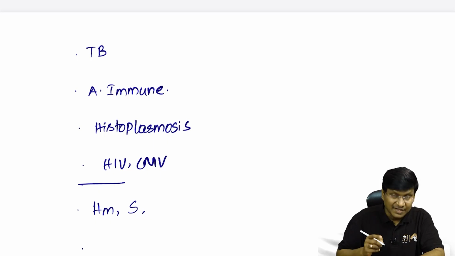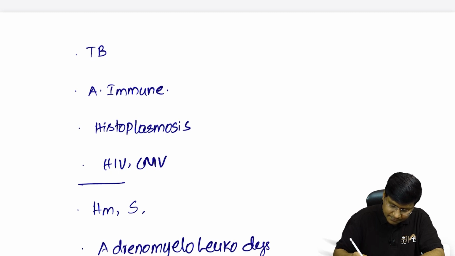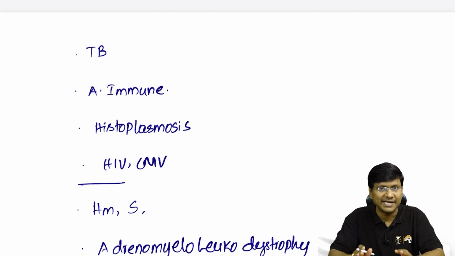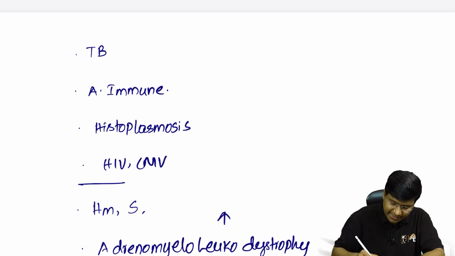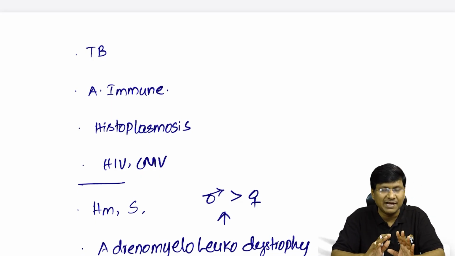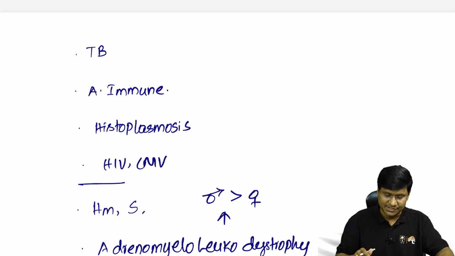And then we also have an X-linked disorder that is called adrenomyeloleukodystrophy. In case of adrenomyeloleukodystrophy, which is an X-linked disorder, this is more common in males rather than females, right? And in patients with Addison's, you have everything being decreased: aldosterone, corticosteroid, and sex hormones are also reduced. So this is about Addison's.